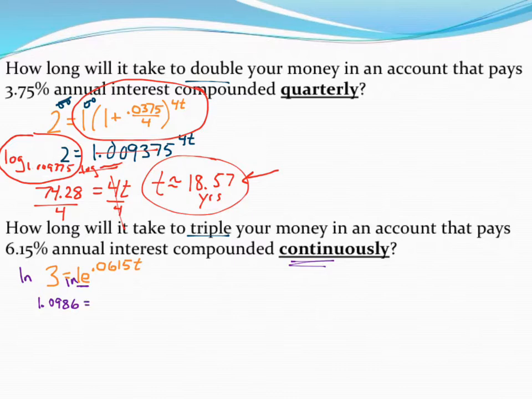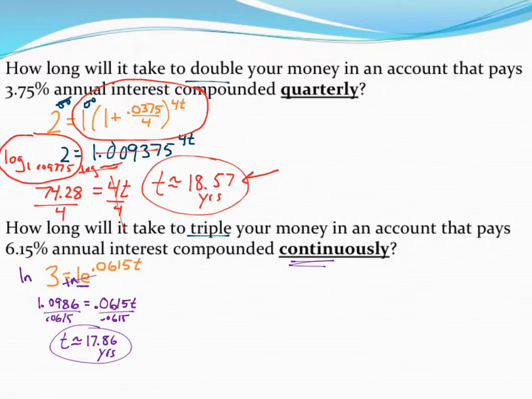On the other side of the equation, the natural log of e just cancels out, leaving behind 0.0615t, and then finally dividing by 0.0615, I get a time that it would take me to triple my money of approximately 17.86 years.